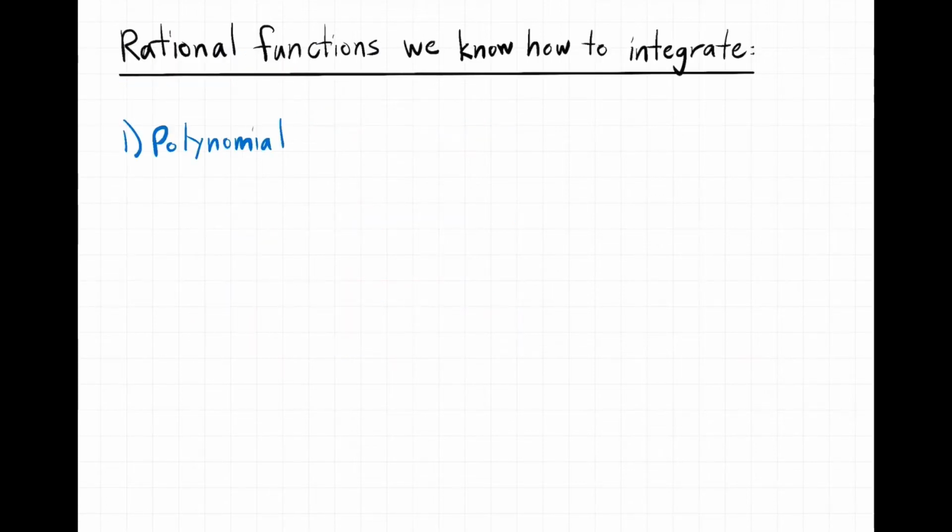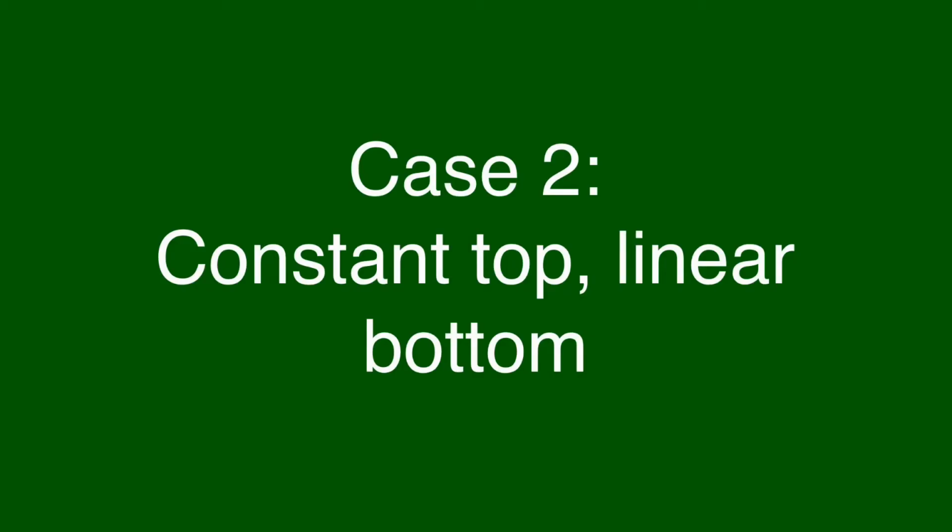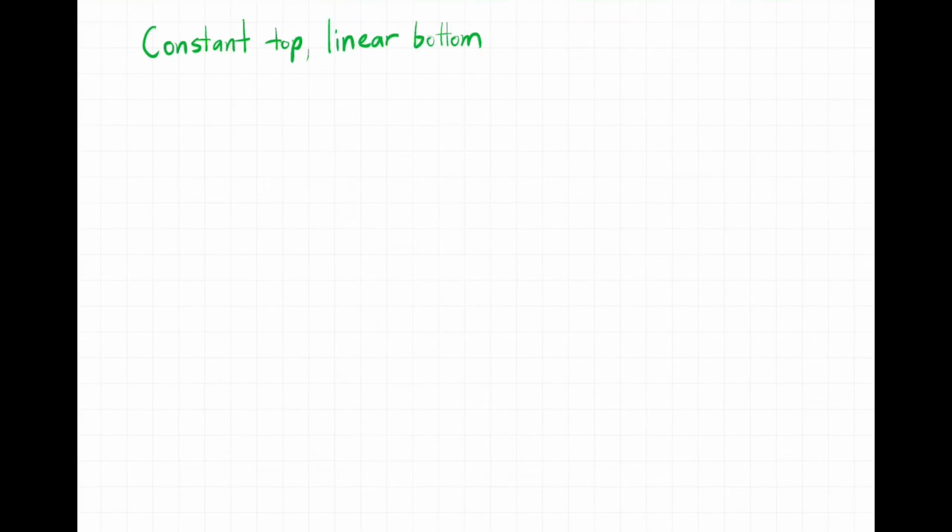Let's make a list of which rational functions we know how to integrate. Polynomials, easy. We know how to handle all of them. Our next case of rational functions that we know how to integrate are ones with a constant top and a linear bottom. Let's take the very simplest example we can think of right now. Let's find the integral of the easiest constant, which is 1, over the easiest linear function, x, times dx.